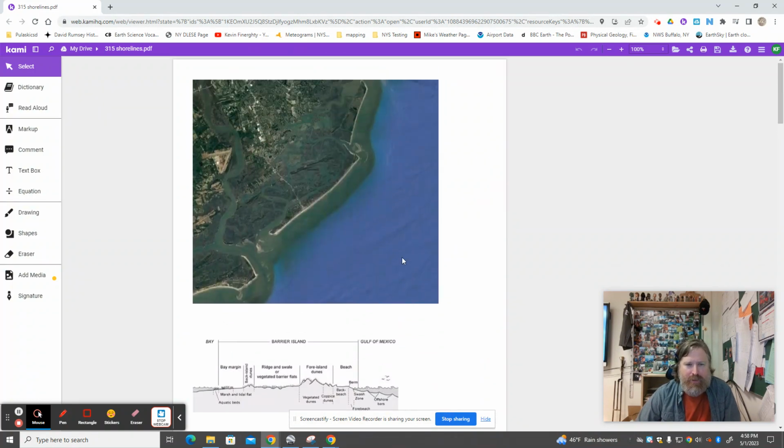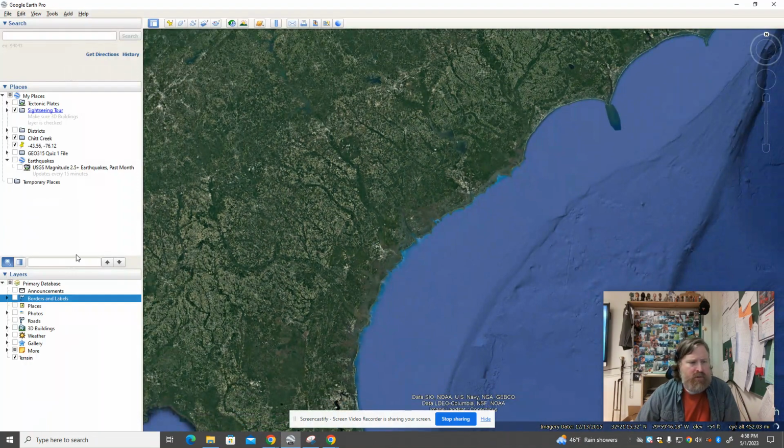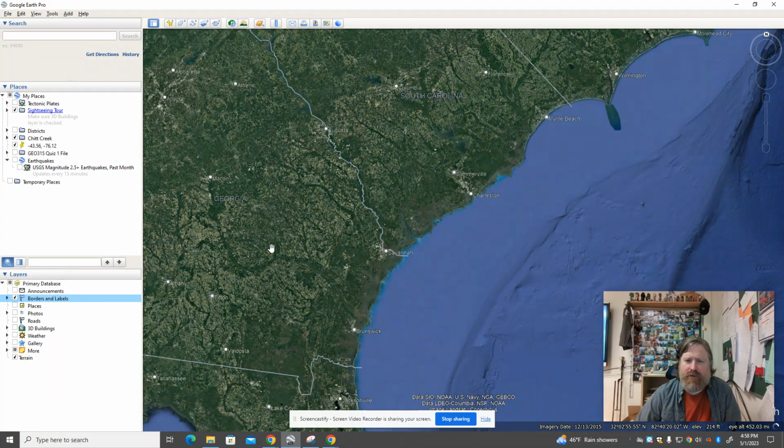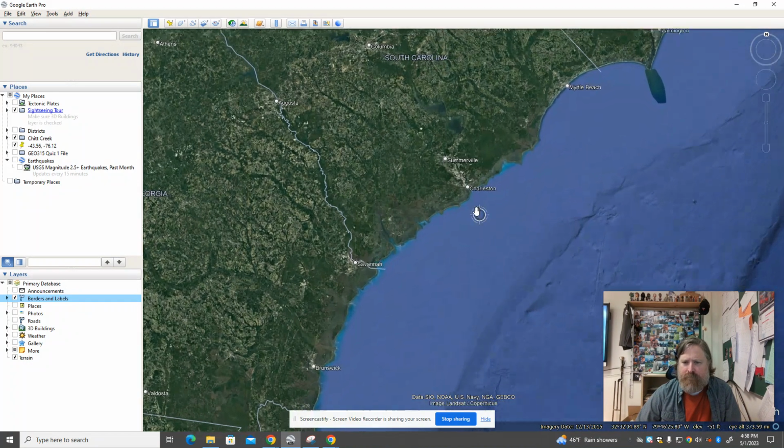So if we had a happy barrier island, I would label that as a barrier island, right? And we can zoom in on that in Google Earth. I guess I turned off borders and labels. It'll be harder for me to find it. It's right over here.